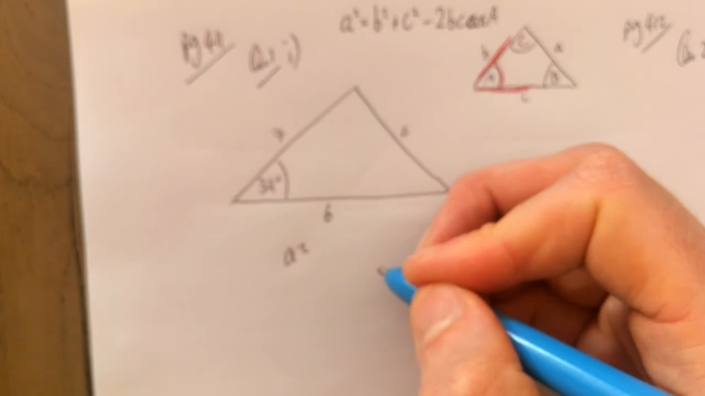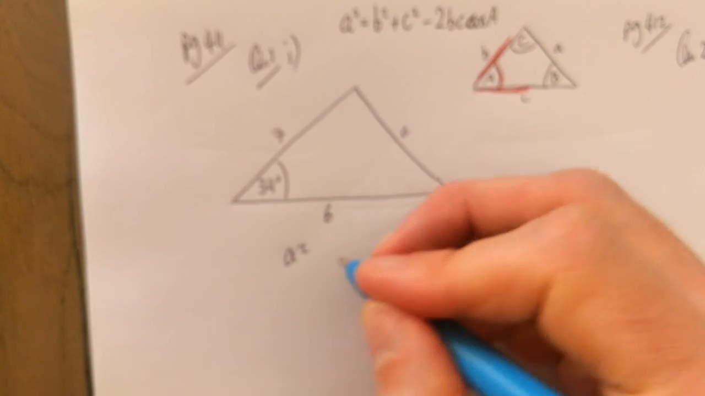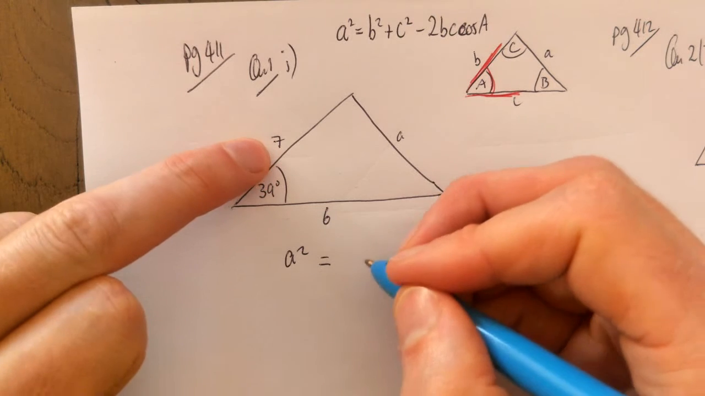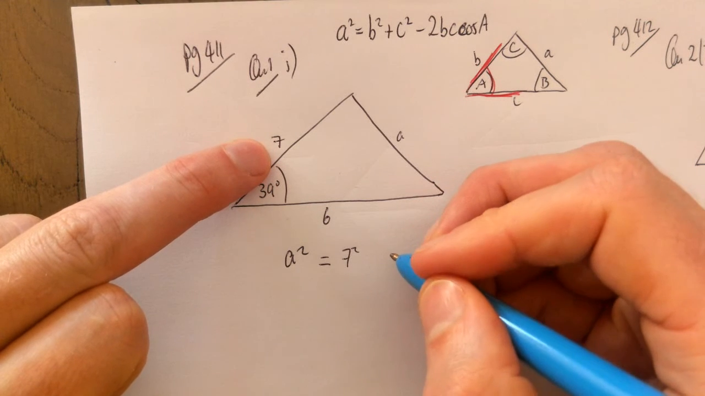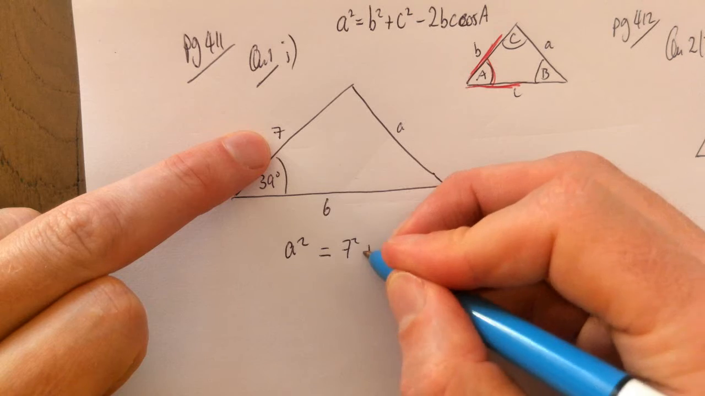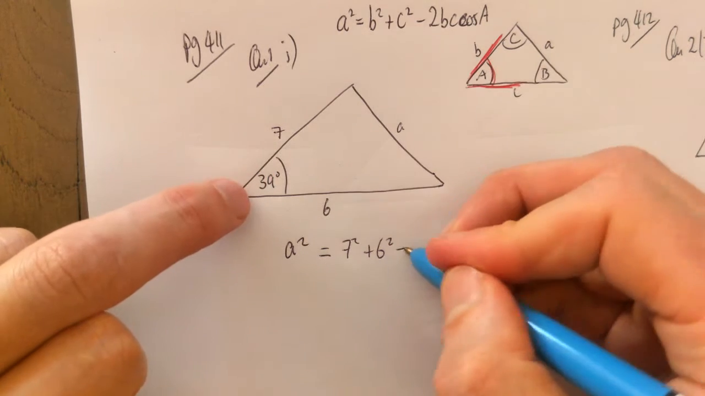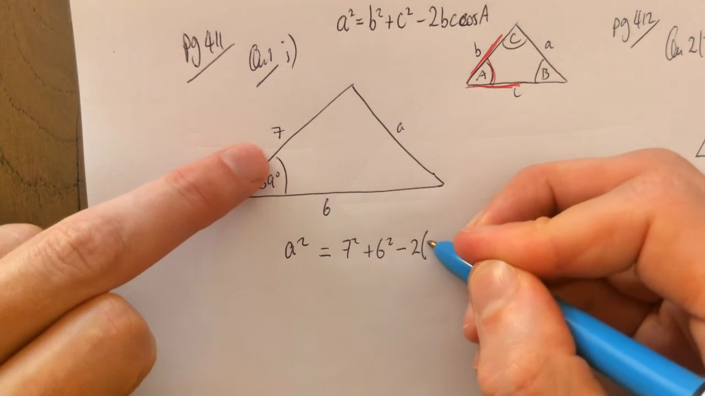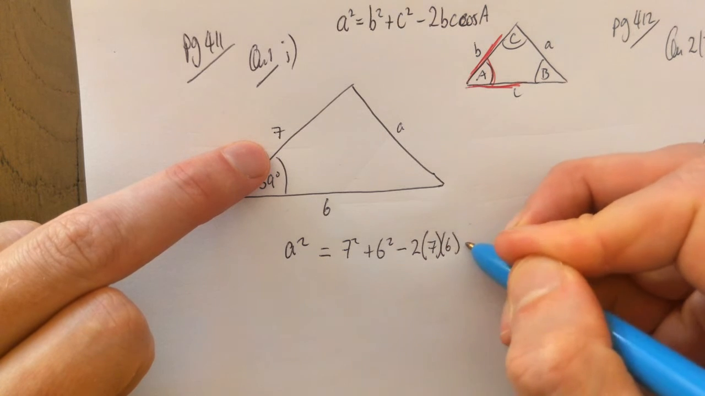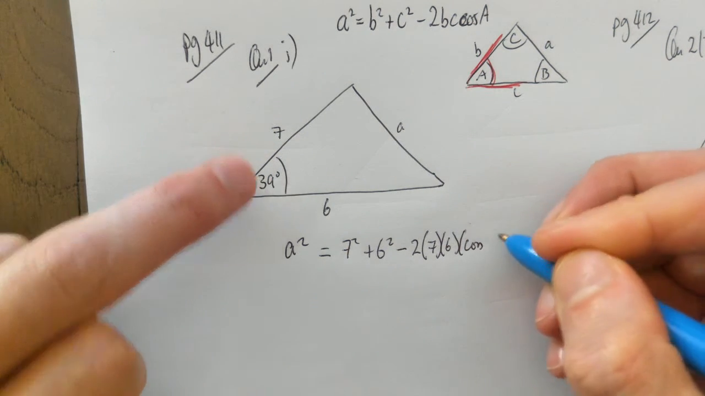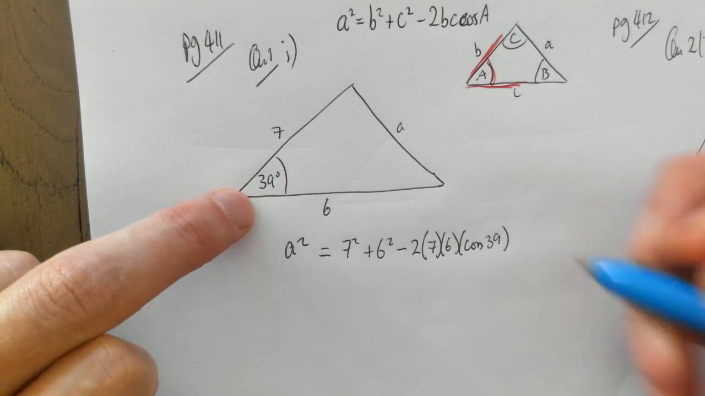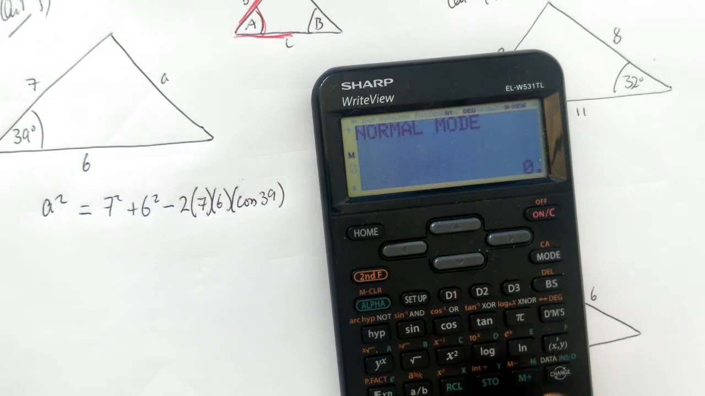a squared is equal to, I'm going to call this b. So you can just type this in the calculator, I'll show you now. 7 squared plus 6 squared, c squared, minus 2 times 7 times 6 times cos 39. Okay. I'm doing one go in the calculator. 7 squared plus 6 squared minus 2, I'm going to use brackets.